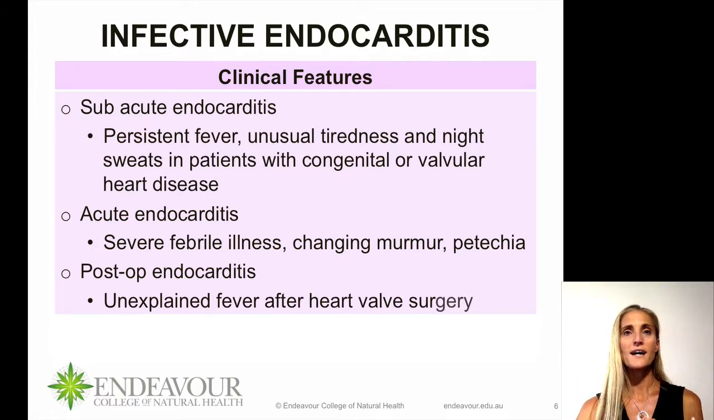With acute endocarditis, this can be a severe febrile illness, a changing murmur, petechiae. Again, those are the purple spots. You can also see embolic events. These are quite common, so that can be cardiac or renal. And post-op endocarditis is unexplained fever after heart valve surgery. You can see quite high morbidity and mortality rates with this.